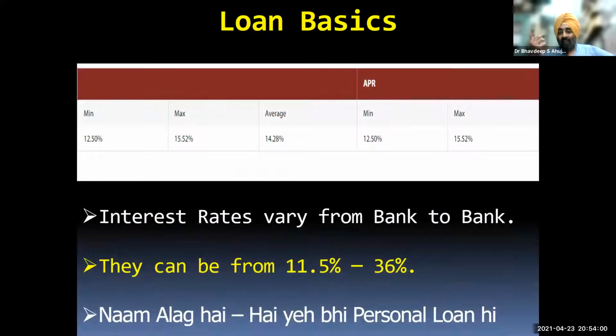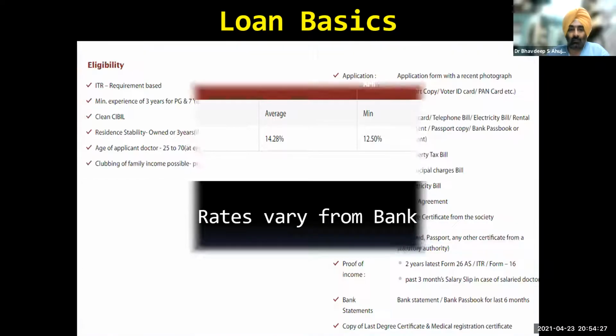So the interest rates, if the bank is lucky, the bank is giving you an APR: minimum 12.5, maximum 15.52, average 14.828. So the interest rates can be anything from 11.5 to 36%. As I say, the name is different, but this is also a personal loan. It is known as a doctor's loan. Just to give you an example of this maroon band, it is a figure from IndusInd Bank.